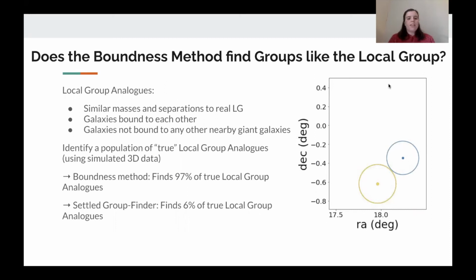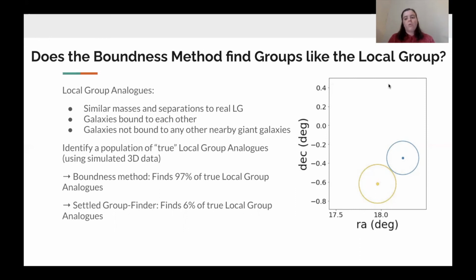So we wanted a method that would find groups like the local group, and to test whether the boundness method does indeed find groups like the local group, we identified a population of local group analogs. Local group analogs have a Milky Way analog and an Andromeda analog, and we require those two galaxies to have similar masses and separations to the real Milky Way and Andromeda, and for them to be bound to each other and not bound to any other giant galaxies.